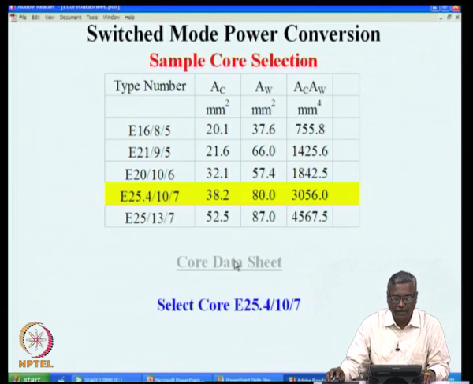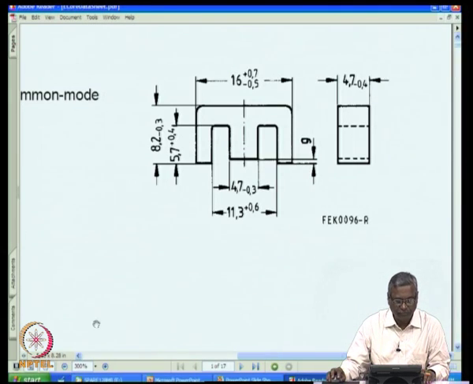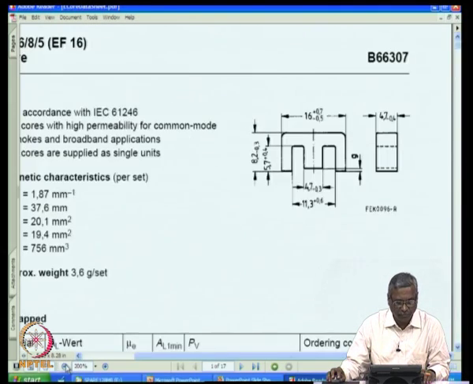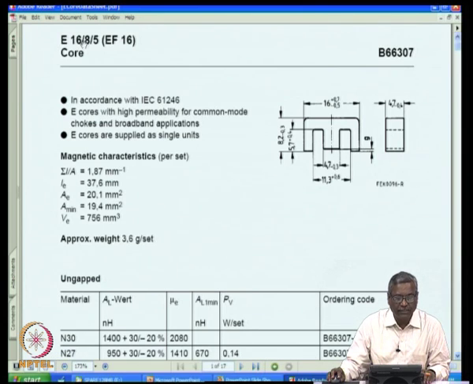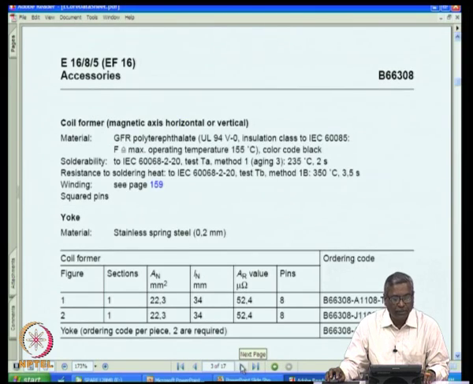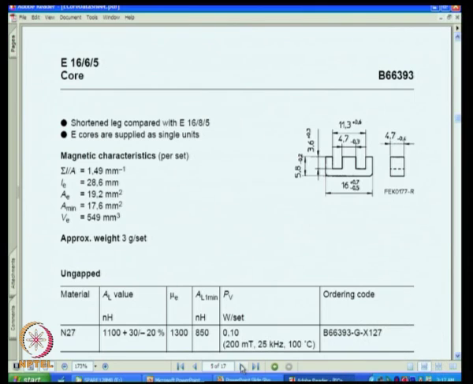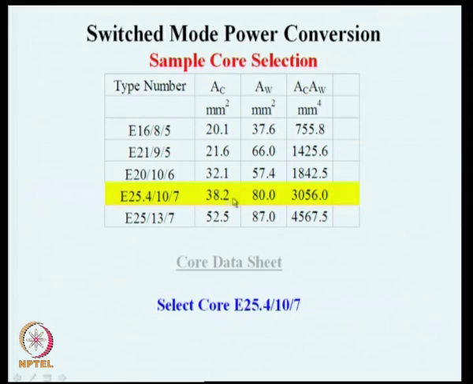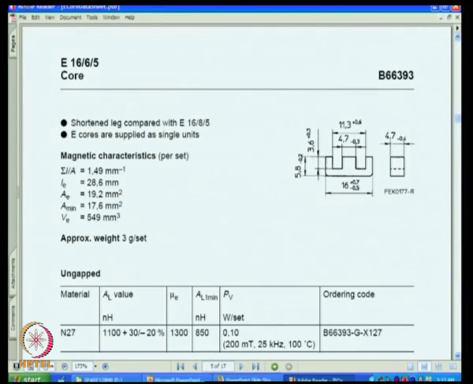If we come back again to the next core, this is E1685. So, let me go to the next size of the core. This also has area product which is less than what we want. We had selected the core which is E25.4. So, let me look at that particular core.